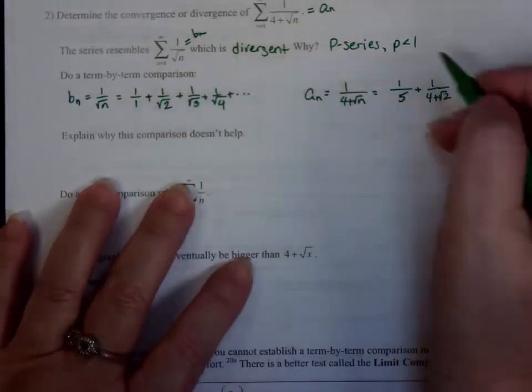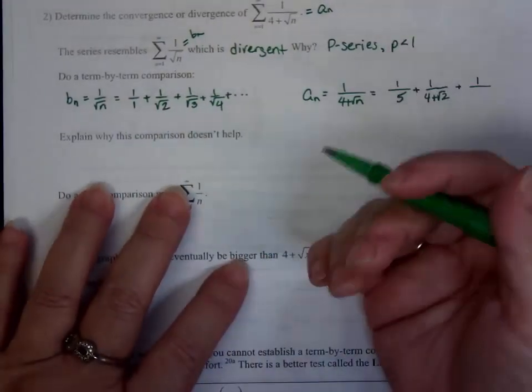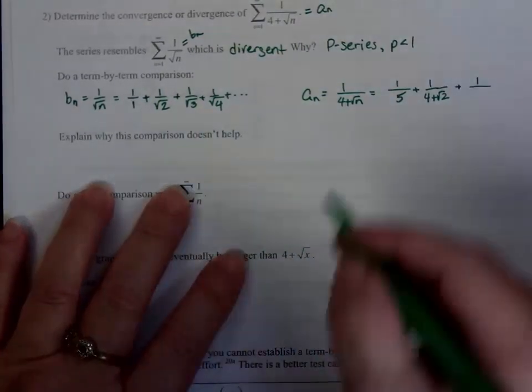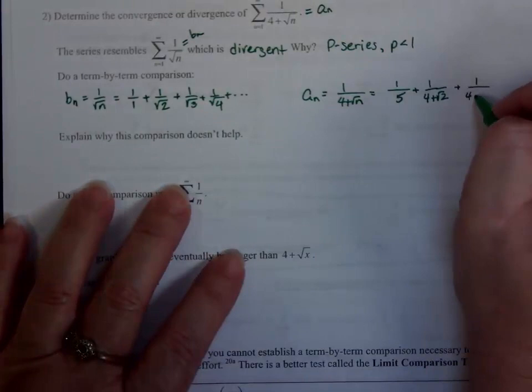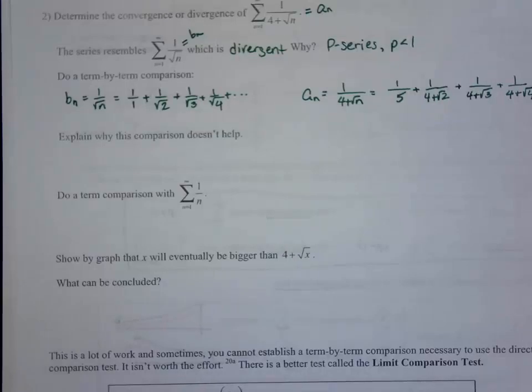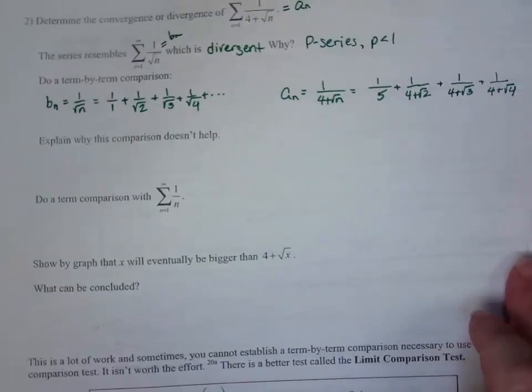Okay? But the point is, because we're looking at infinity, it really doesn't matter what happens at the beginning, except it's got to be there. So the next term would be 1 over 4 plus the square root of 3, plus 1 over 4 plus the square root of 4. Okay. Now, who's bigger?